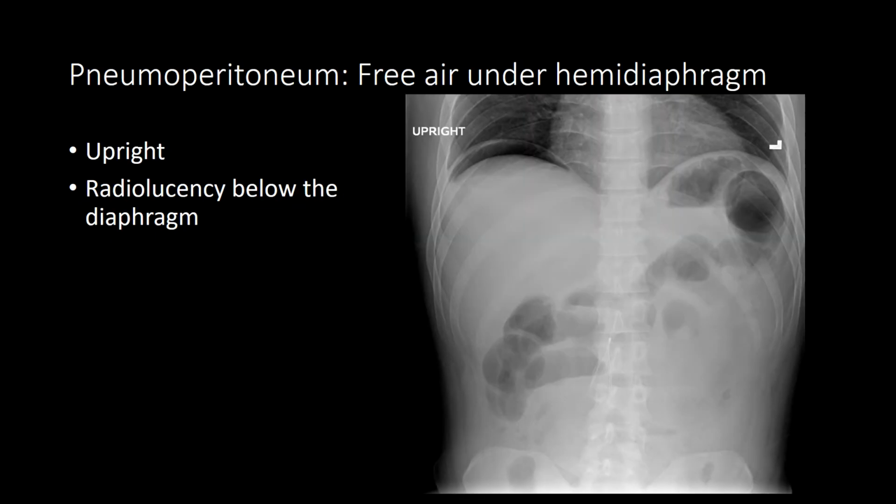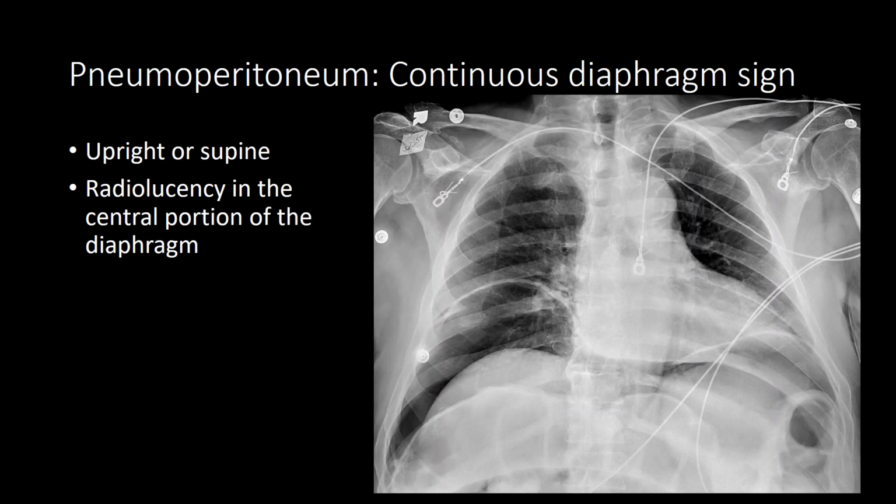So here's an upright KUB, and you can definitely appreciate this radiolucency below the right hemidiaphragm, which indicates that there was a perforation below the diaphragm. Here's an example of the continuous diaphragm sign, which is essentially when the central part of the diaphragm, which usually cannot be seen in a normal patient, is seen due to the presence of free gas. The continuous diaphragm sign can be present in both pneumoperitoneum and pneumomediastinum, depending on which side of the diaphragm the free gas is in. In this case, this sign was seen due to pneumoperitoneum.